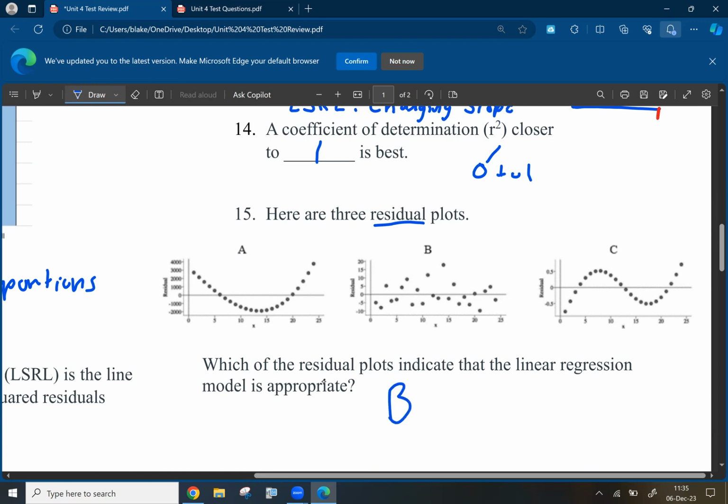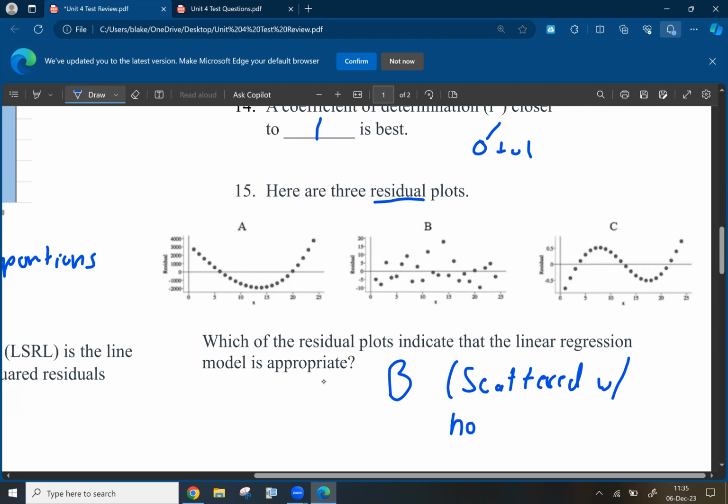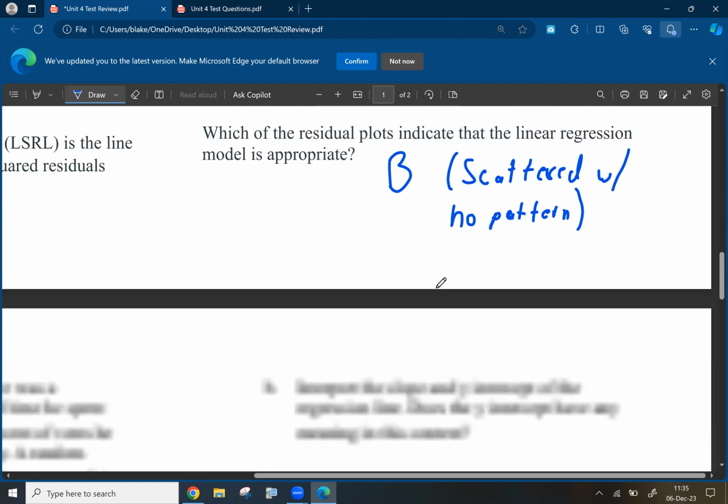B, because B is scattered. So that's the reason why. Scattered with no pattern is the reason why. Both A and C have an obvious pattern, but B is scattered with no pattern. That's why B is a good residual graph.